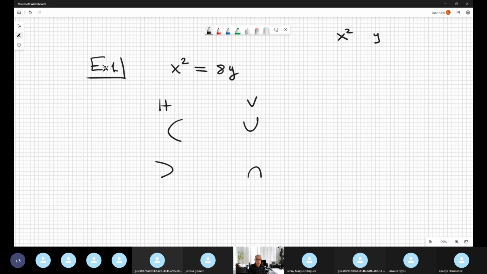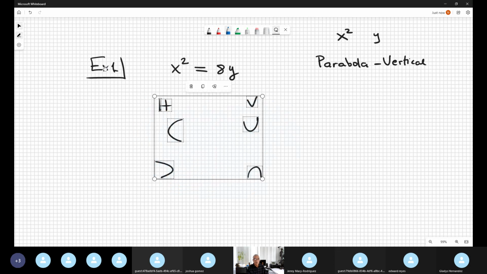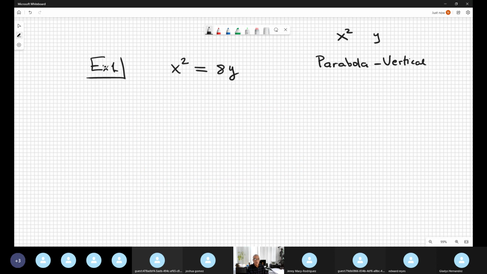It's vertical, because I know by memory that when x is squared, it's vertical. Okay, super. So, so far the information that we have is the parabola is vertical. To determine in what direction it opens, down or up, we compare with the equation x squared equals 4p y. So I can see, clear like water, that 4p is 8.